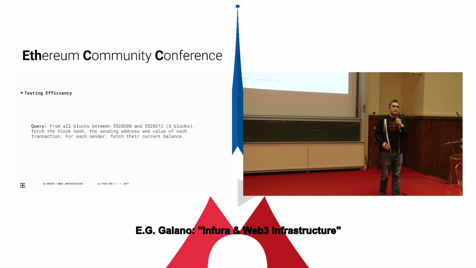So we were running some tests early on in the project, and the test was set up like this. We wanted to fetch 5 blocks, and from those 5 blocks, we wanted to get the block hash, the sending address, the value of every transaction, and for each sender in those transactions, get their balance, right? So if you think about this from like a Web3 implementation, you're basically looking at 2 sources of data, right? The block data, a get block call and a get balance call.